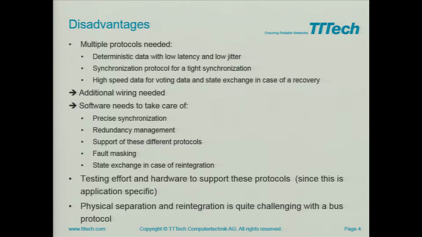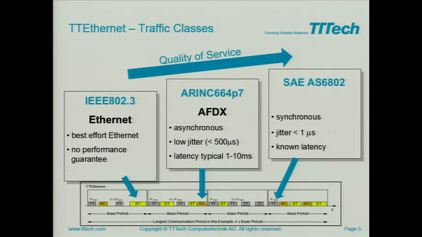So for this architecture you need to support 3 different protocols, which brings you additional wiring. So there is a lot of wiring involved, and you need a lot of software that takes care of the synchronization, the redundancy management, the fault masking, state exchange, reintegration, and so on. And this adds quite heavy complexity to the system because of all these functions you need to support, which could be taken over by an intelligent protocol. In addition to that, you have a lot of testing effort because you need to test all these protocols, and it's quite tricky when you perform physical separation and reintegration with a bus like the MIL-1553 bus.